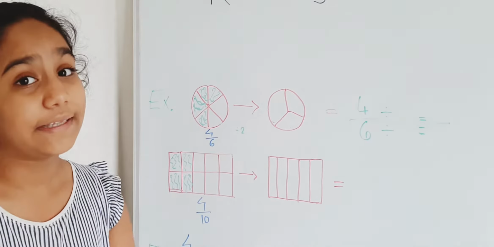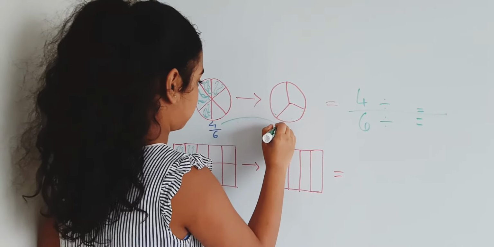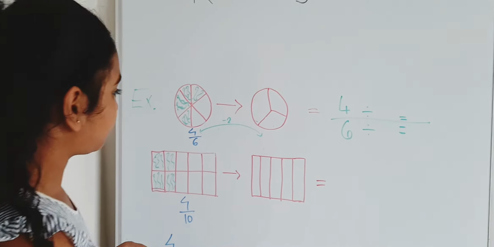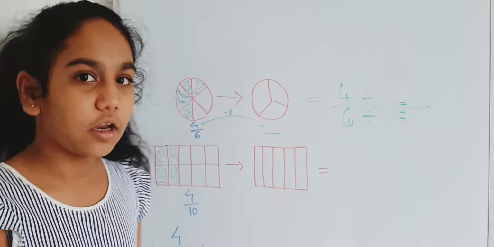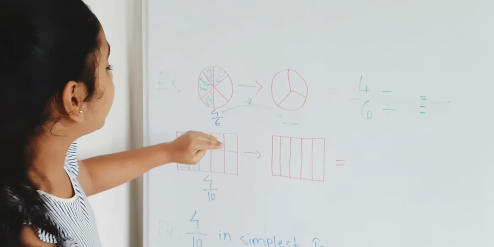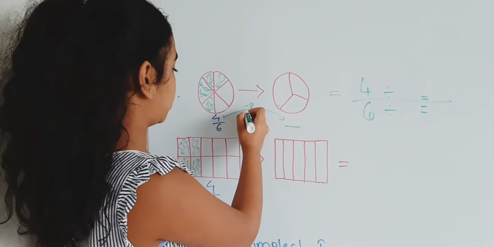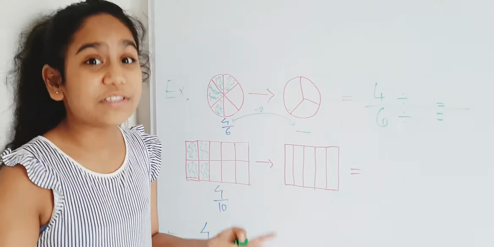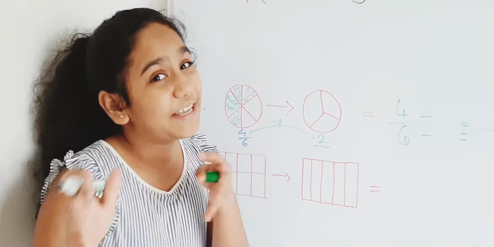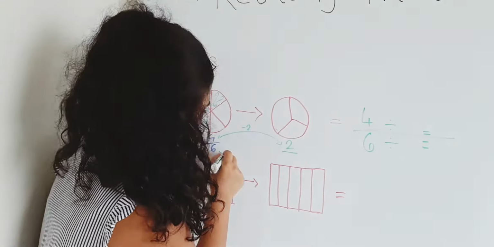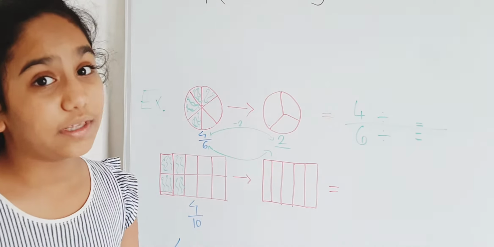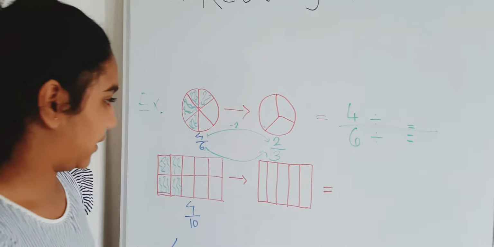If you feel arrows are better, I'll do arrows. So, divide by what? Yes, 2. Now, what is 4 divided by 2? Yes, of course, 2. Now you divide 6 by 2, too. Whatever happens to the top must happen to the bottom. So what is 6 divided by 2? Yes, 3. So we have our answer here.